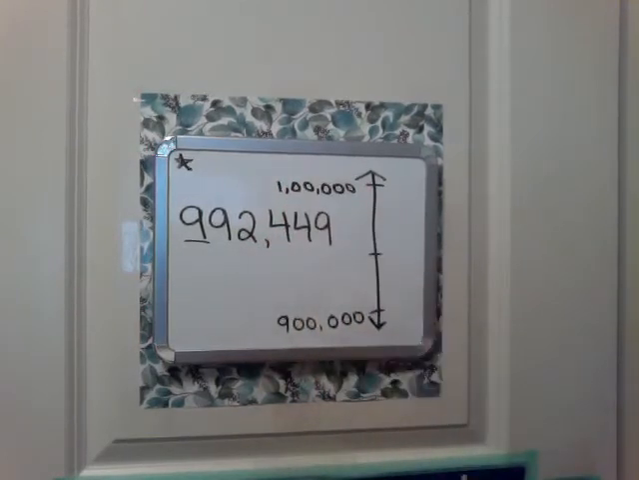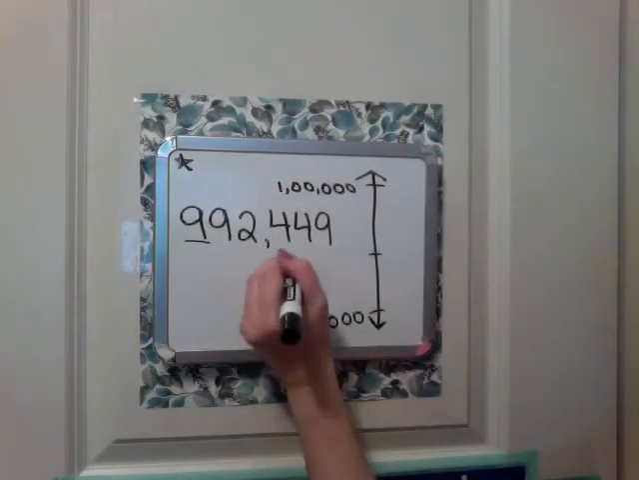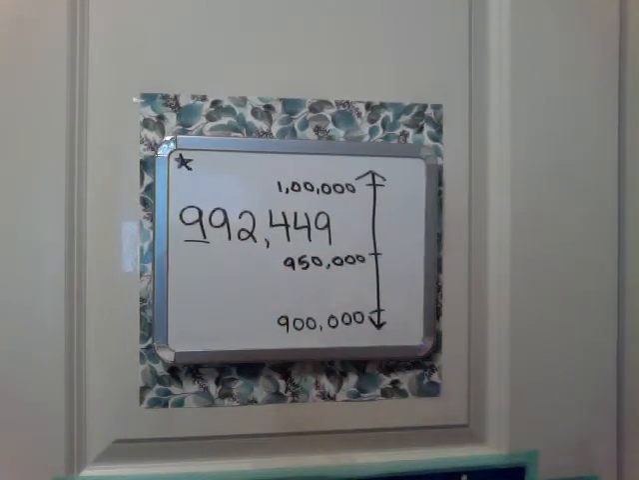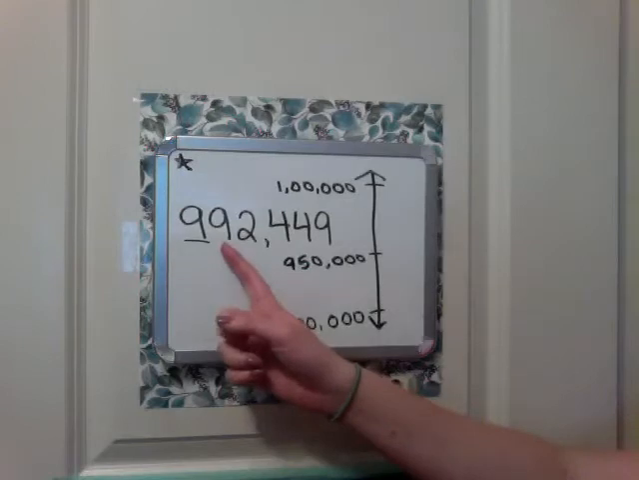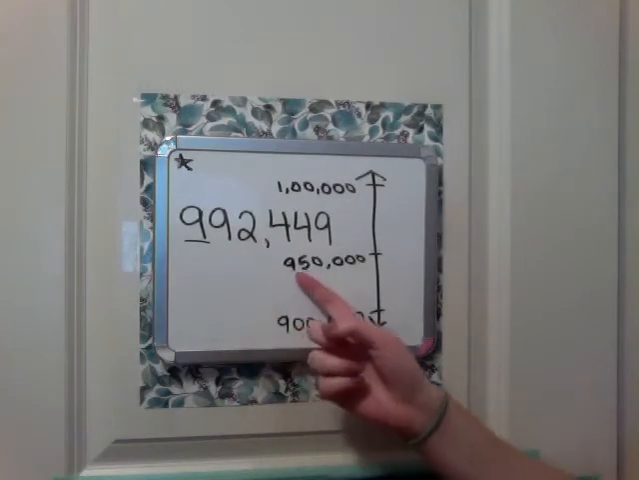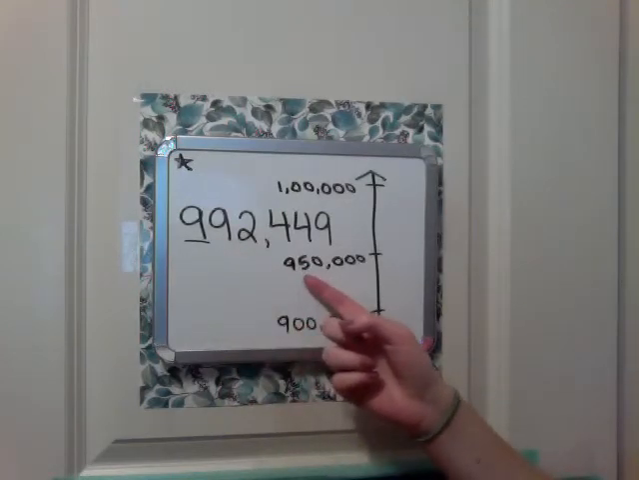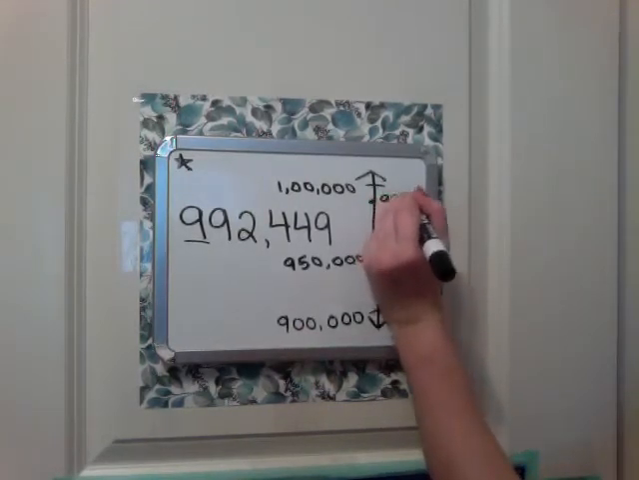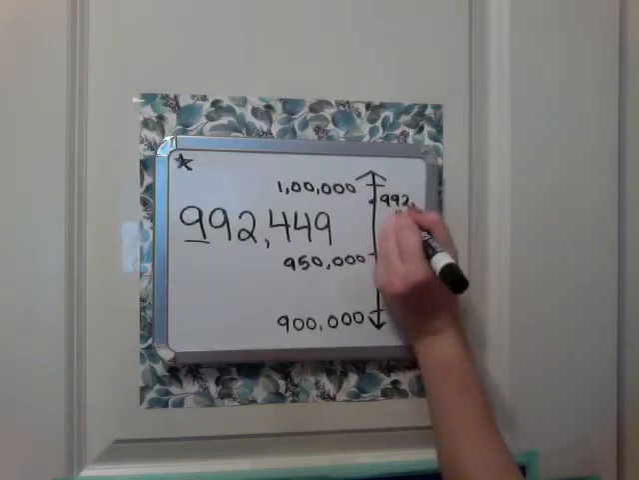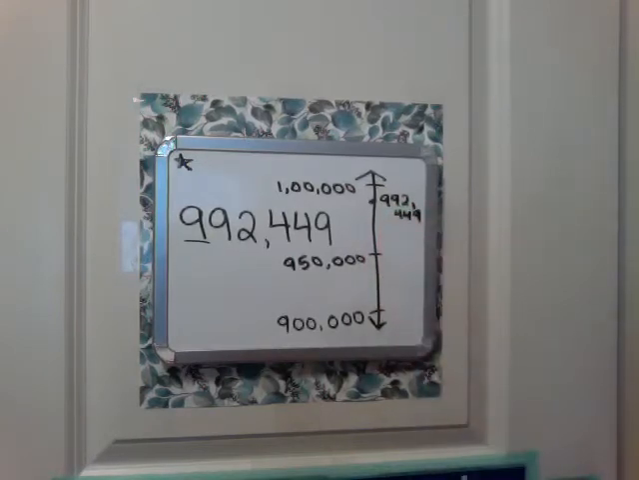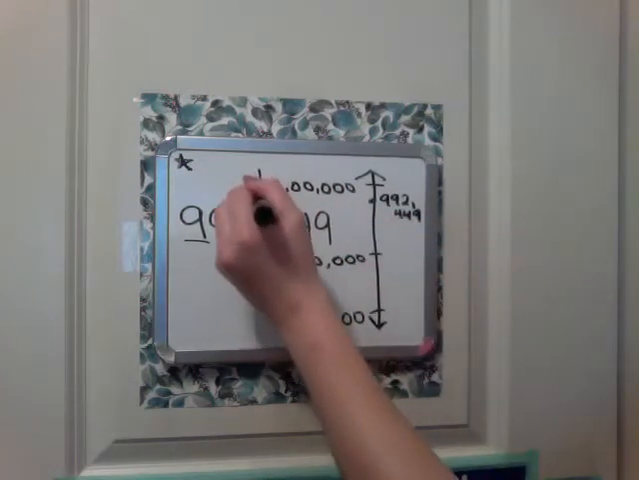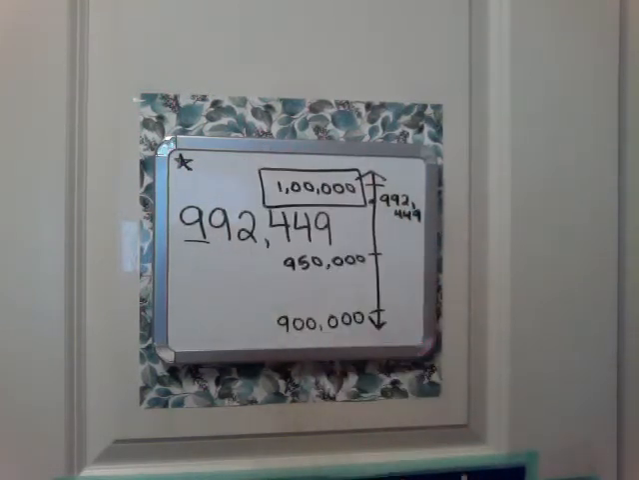Halfway in between, we have 950,000. If you plot this number, we have 992. I know 992 is larger than 950. It's going to be pretty close up here. 992,449 is above the midpoint, so it's going to round up to 1 million. So that's your answer on this one, 1 million. Give yourself a star for 1 million.